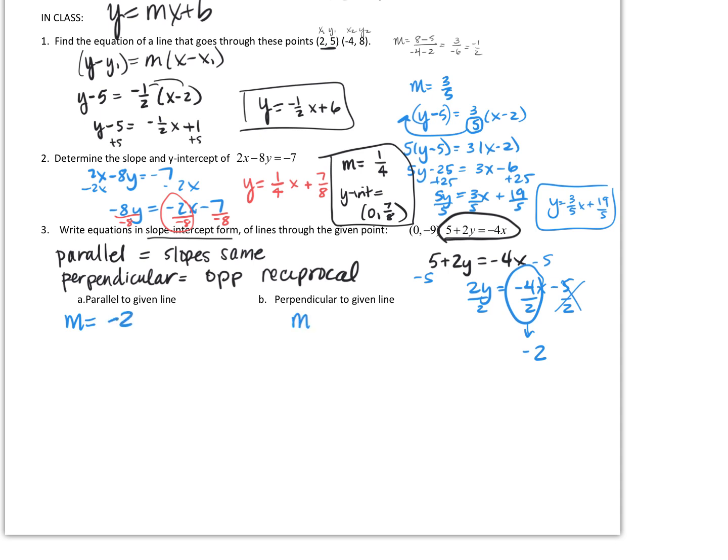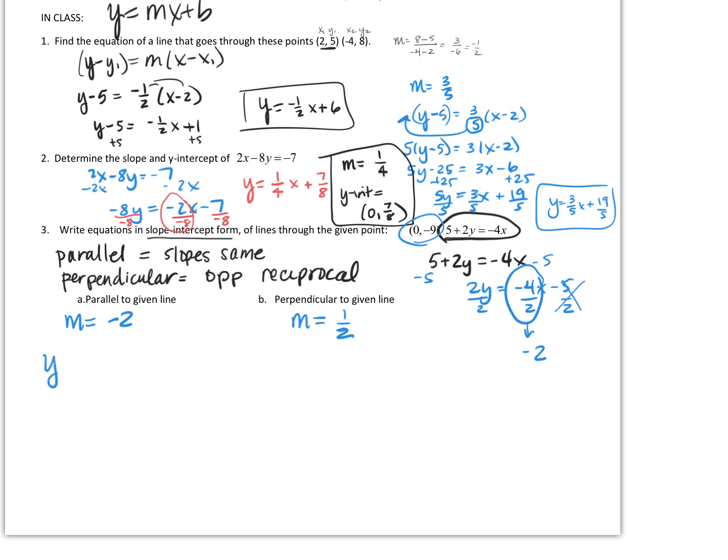When I do perpendicular, what would my slope be? Positive what? Flip it. You did opposite. You made it positive. And then reciprocal, flip it over. So it would be a positive 1/2, right? Okay. And now we're back to point slope. And the point we're using is this point right here, the 0, negative 9. Which is handy because it's pretty simple, right?